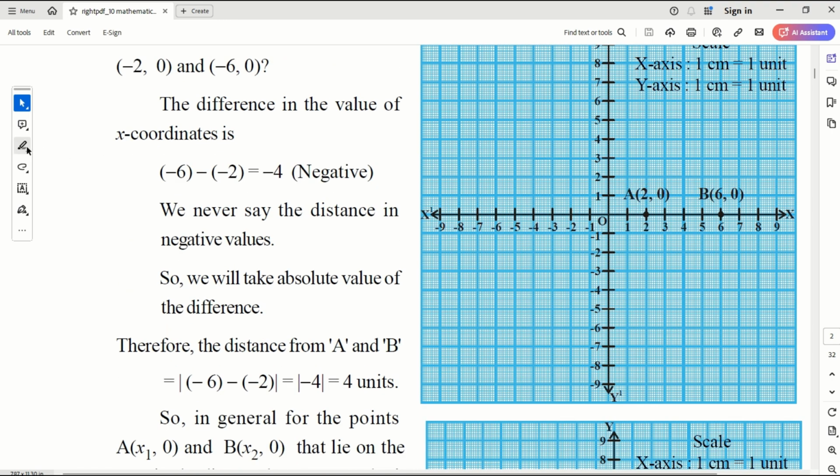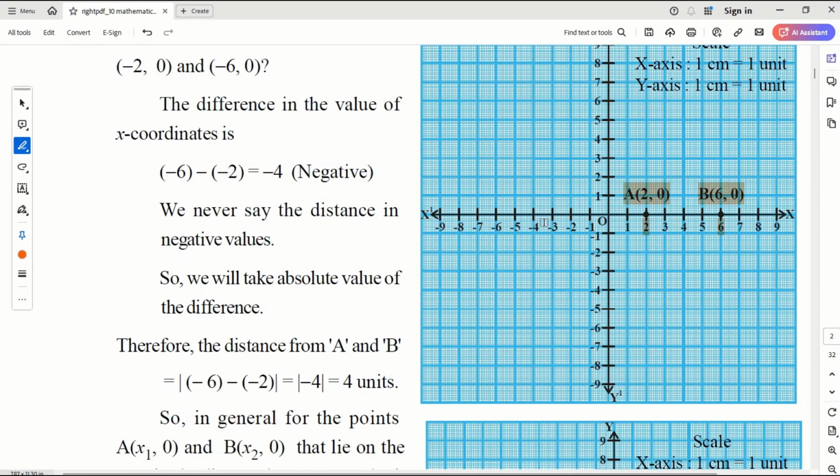Okay, and yeah, A 2 comma 0 and B 6 comma 0. Okay, if you look, these are the points, mentioned here 2 and 6. So it is very clear that the distance between these 2 points is 6 minus 2, that is 4. Correct? What is 6 and what is 2? 6 is the x coordinate of B, 2 is the x coordinate of A.